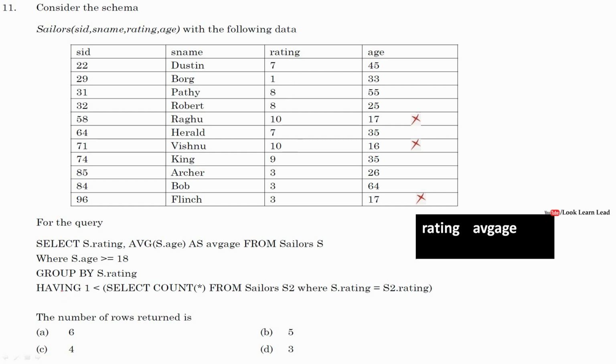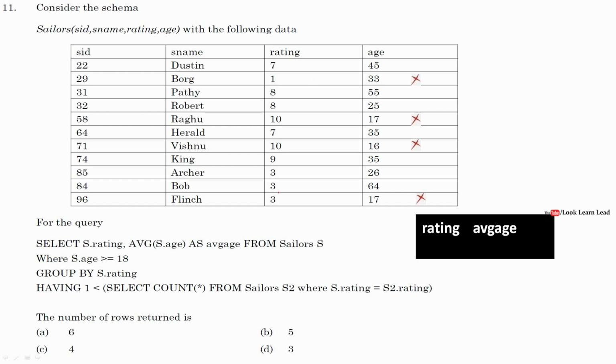Now here, having 1 less than select count all from sailors s2 where s.rating is equal to s2.rating. What does this query return? It returns that we would include only those records where the count of that rating is more than 1. For example, suppose the rating is 1 here. There is no more than one 1 over here, so we won't include this. We would exclude this.